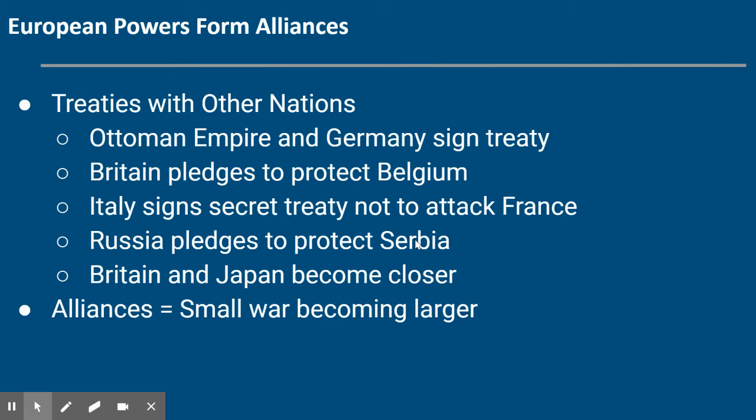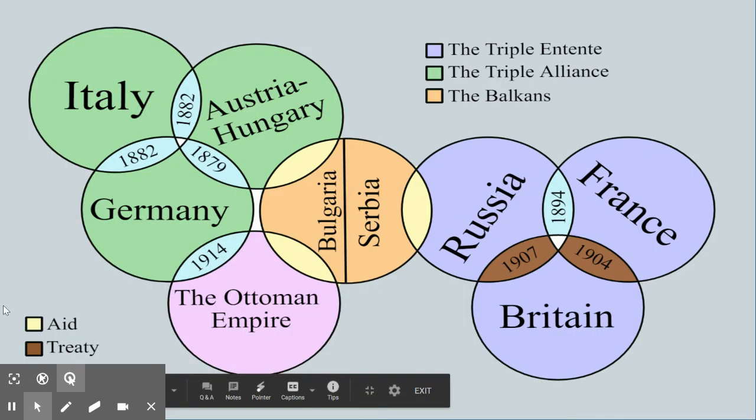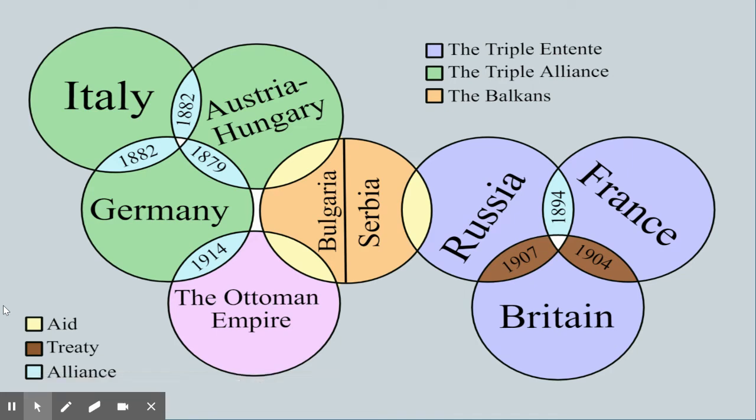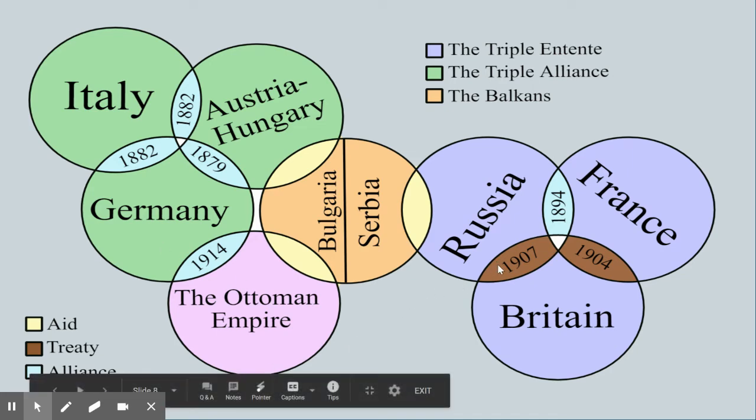Russia pledges to protect Serbia, which we will go over in detail later on in the notes, about why Russia decides to protect Serbia. And Britain and Japan began to form a close relationship in the Pacific. The key part of this is that these alliances make it so that a small war can blow up into a large war as everybody begins to drag their alliances in. You can see kind of the web here of who is allied with who, and who starts the war, I guess you could say.